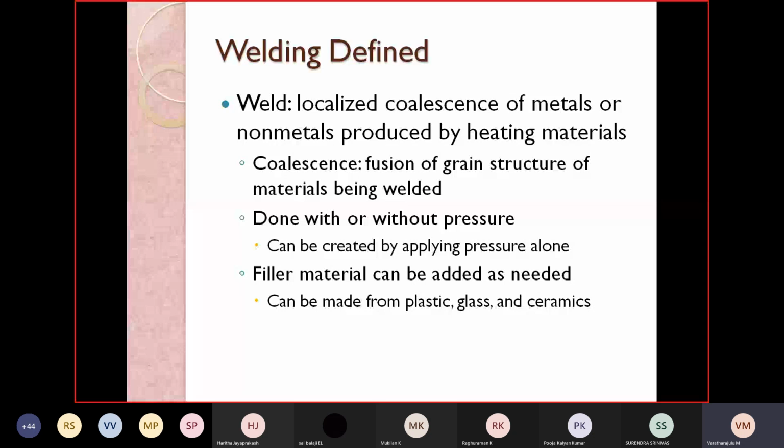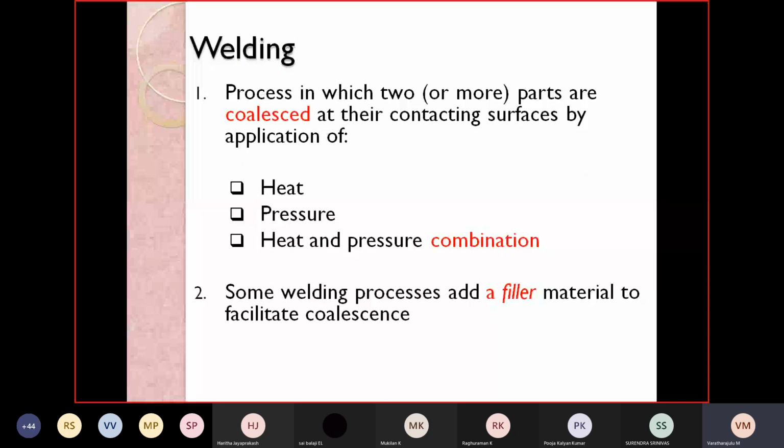And as I said earlier, with or without the addition of pressure, we can do our joining process. Sometimes filler material is added when there is a need. Usually plastics, glasses, and ceramics can also be welded. Two or more parts are joined at their contact surface by application of heat, pressure, or a combination of heat and pressure. And sometimes filler metal is used.